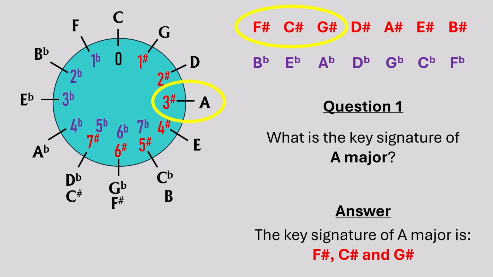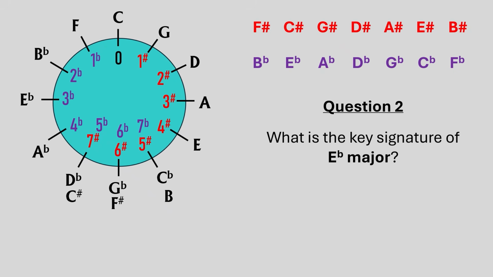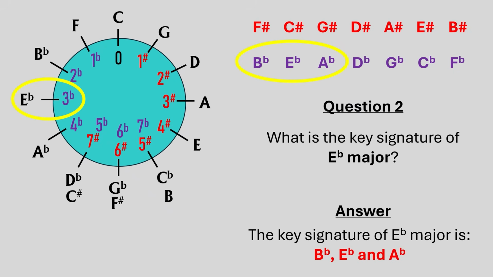The key signature of A major is F sharp, C sharp and G sharp. Question 2. What is the key signature of E flat major? The key signature of E flat major is B flat, E flat and A flat.